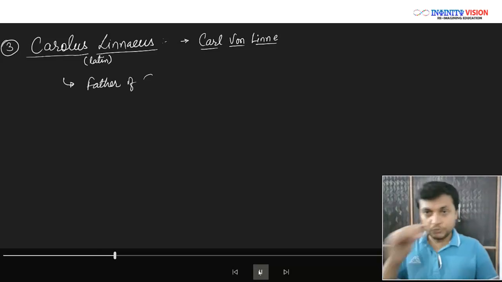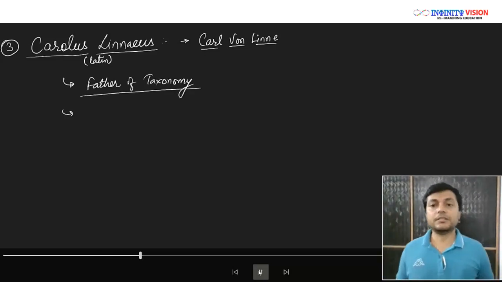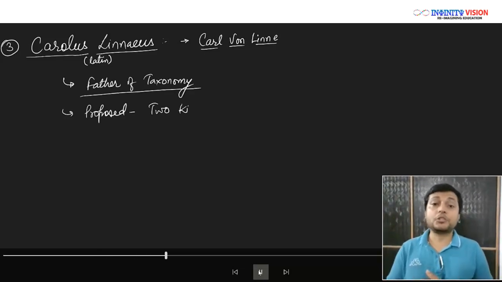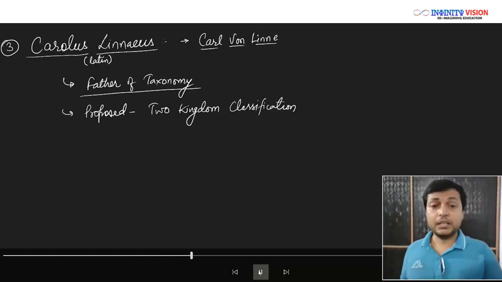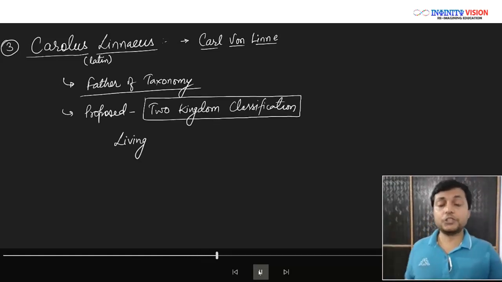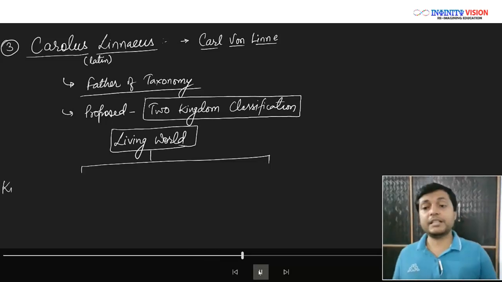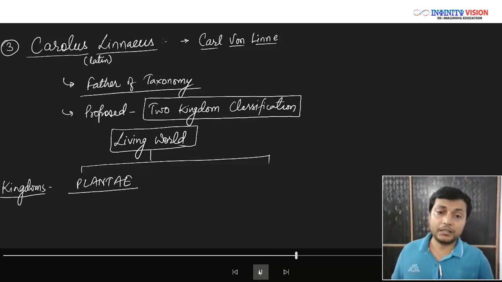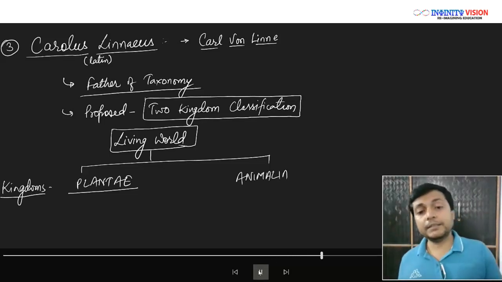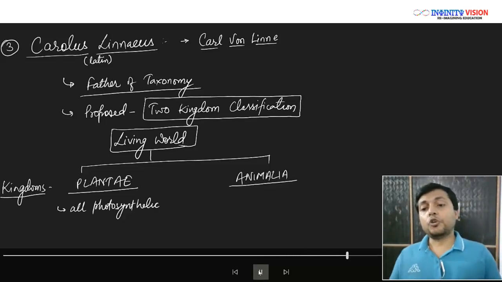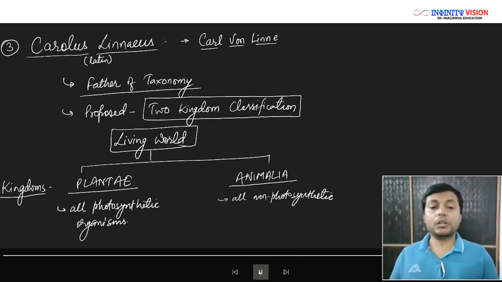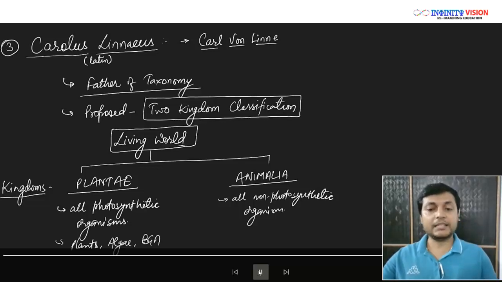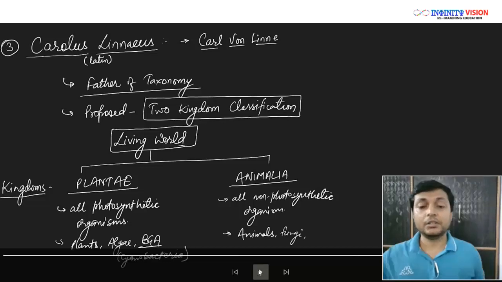Let's see. Now, as I said, Carolus Linnaeus is father of taxonomy. He proposed two kingdom classification, and as per this two kingdom classification, the entire living world is divided into two kingdoms, that is Plantae and Animalia. So what he did, he put all photosynthetic organisms into plant kingdom and all non-photosynthetic organisms into animal kingdom. That is all plants, algae, blue-green algae, that animal.